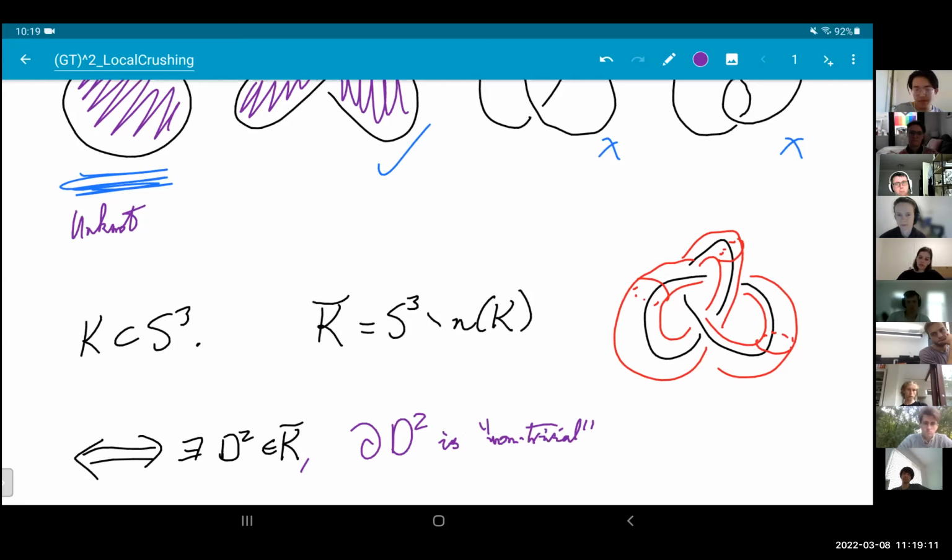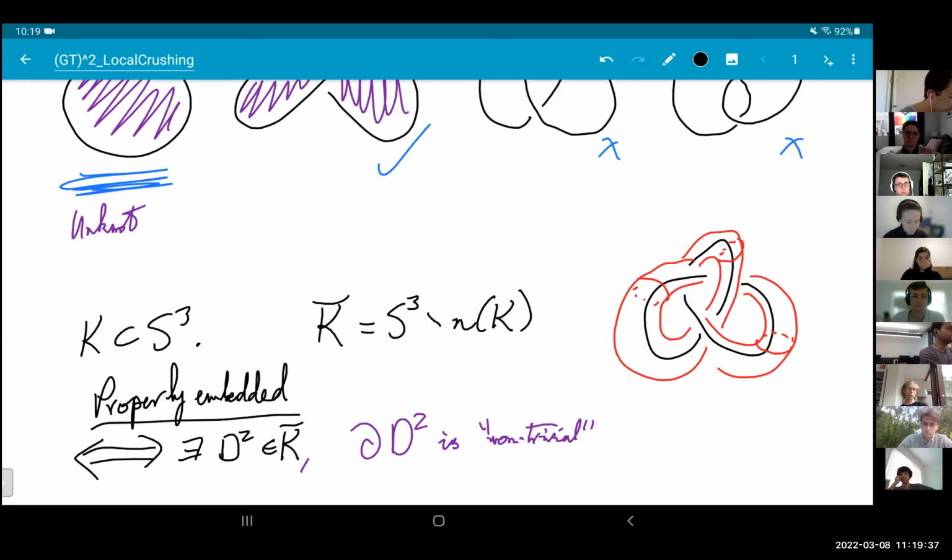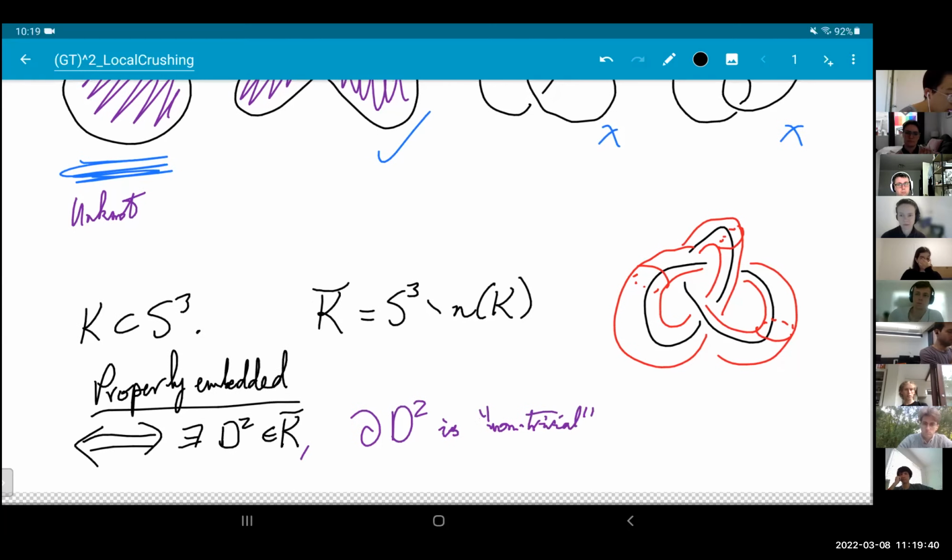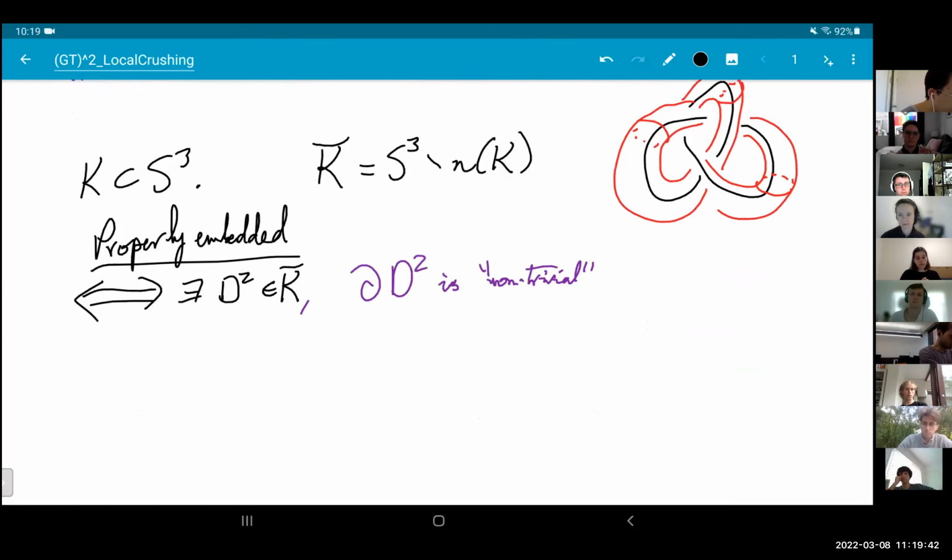If that doesn't make sense, please interrupt. So the boundary of the disk lies on the boundary of the knot complement? Yes, we insist. Sorry, I said that in words. We want the disk to be properly embedded, which just means that the boundary of the disk lies on the boundary of the manifold. So we're looking for a non-trivial boundary curve.